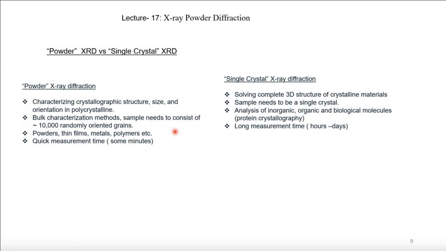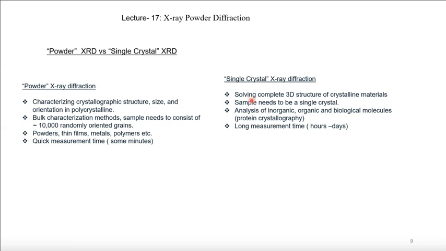So at that time, it took lots of time and was a laborious as well as strenuous thing to analyze X-ray powder diffraction data. Now it is getting very easy with the software available. With single crystals, we can solve the complete three-dimensional structure of crystalline materials. What do I mean by three-dimensional structure of materials? That we can get atomic positions accurately, we can get bond lengths, bond angles, thermal parameters, etc.